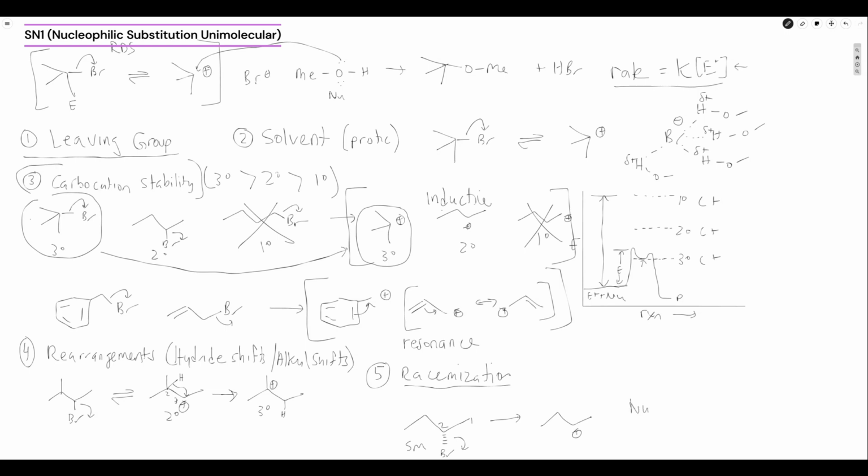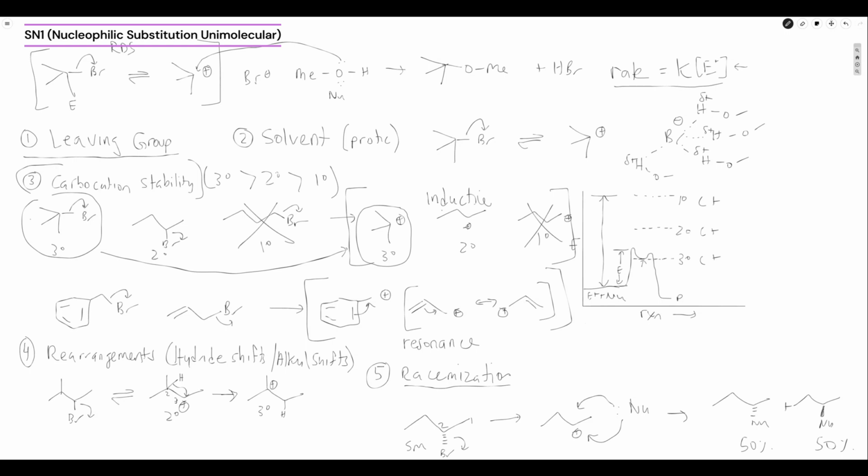And so when the nucleophile comes in to trap this carbocation, 50% traps from above, 50% traps from the bottom, and what you get is a racemic mixture. Right? So you get 50-50. So an SN1 reaction will racemize. If you have an enantiomerically pure alkyl halide, your product, the substitution product, will be racemic. So that's SN1.